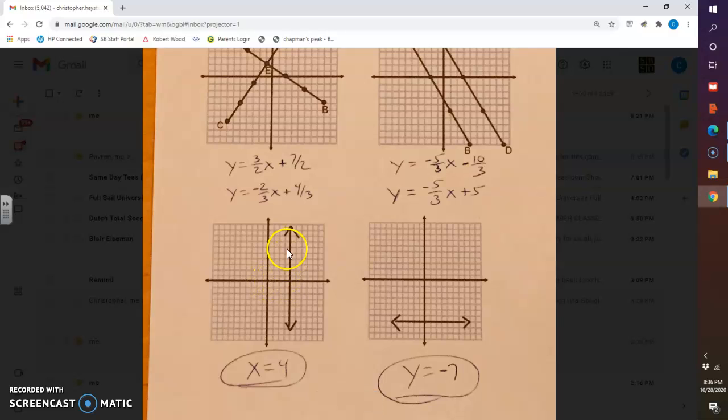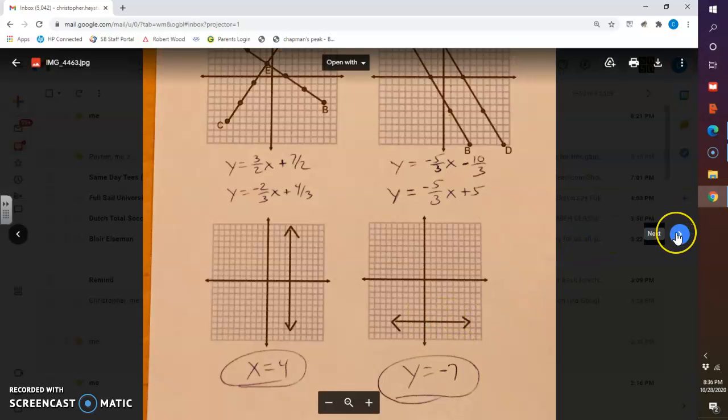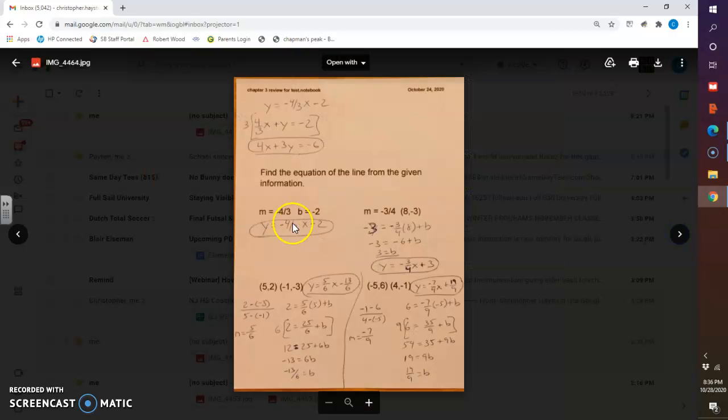1, 2, 3, 4, and it's x equals 4, because every point on that line has the x coordinate of 4. Here we get y equals negative 7. Every horizontal line is a y equals whatever y-intercept it is. In this case, it's negative 7, because every single point on this line has negative 7 as a y coordinate.